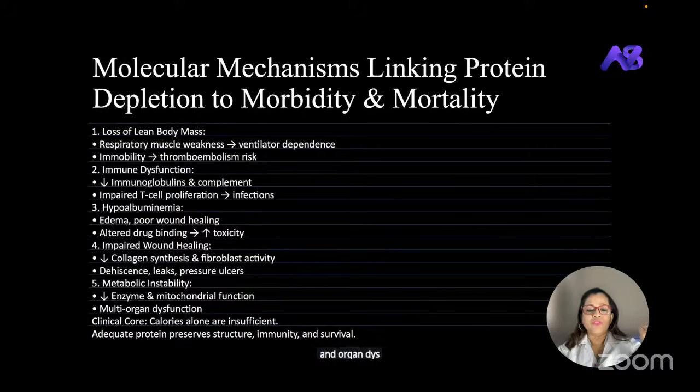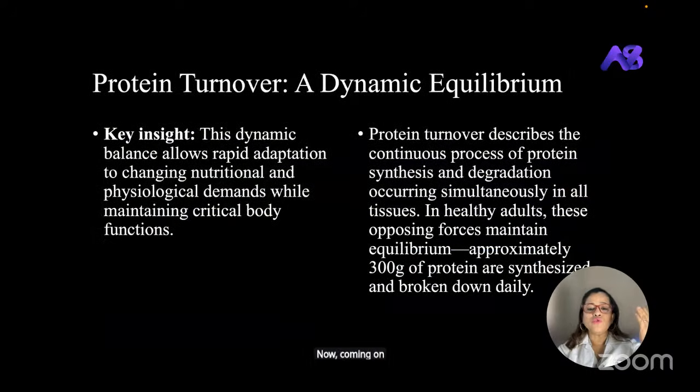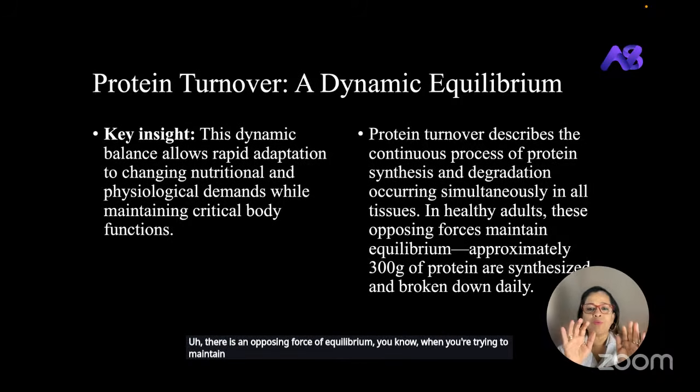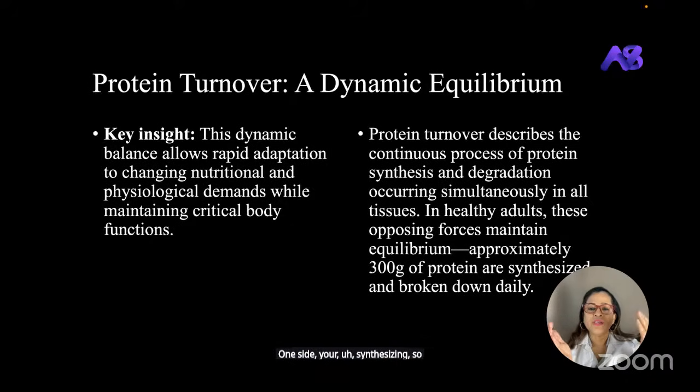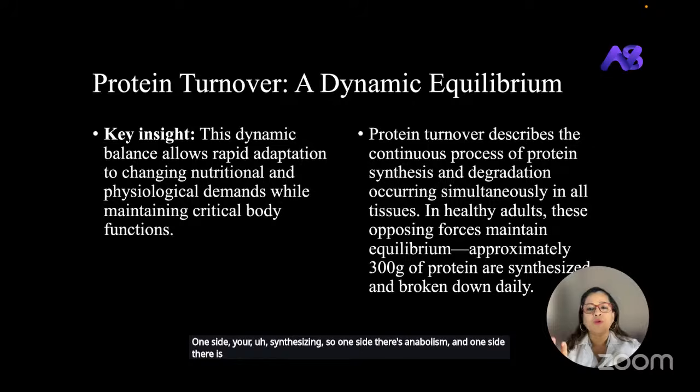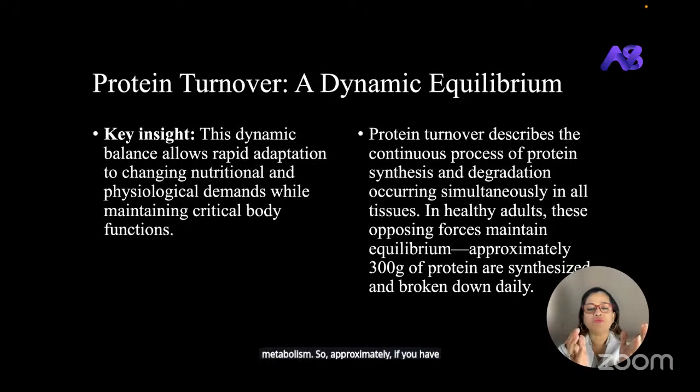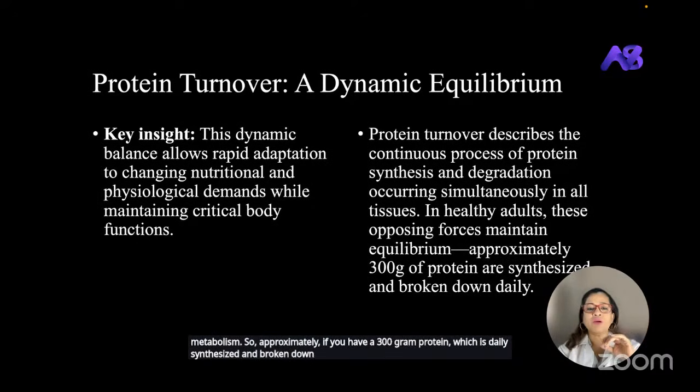Now, coming on to protein turnover, which is described as a continuous process of protein synthesis and degradation. So in healthy adults, there is an opposing force of equilibrium. When you're trying to maintain an equilibrium, on one side you're synthesizing, so there's anabolism, and on the other side there is catabolism. So approximately, 300 grams of protein is daily synthesized and broken down.